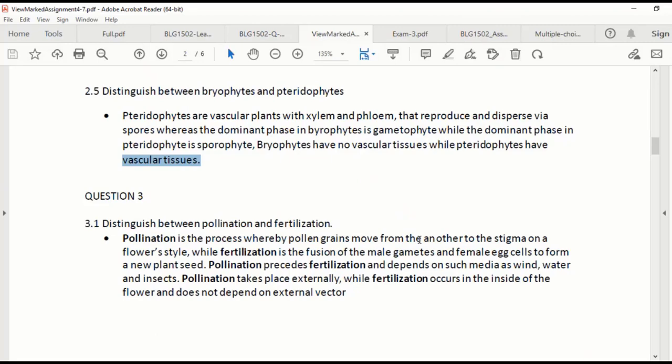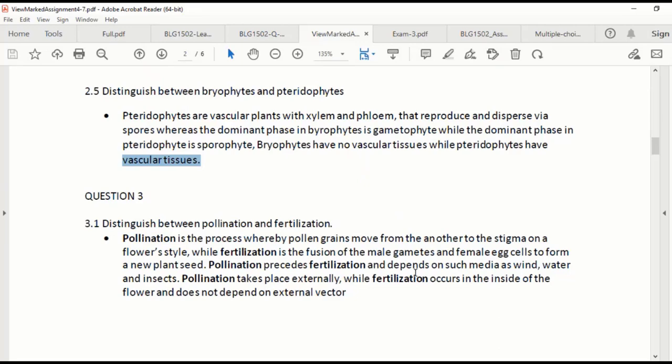Pollination is the process whereby pollen grains move from the anther to the stigma on the flower style, while fertilization is the fusion of the male gametes and female eggs to form a new plant seed. Pollination precedes fertilization and depends on media such as wind, water, and insects.